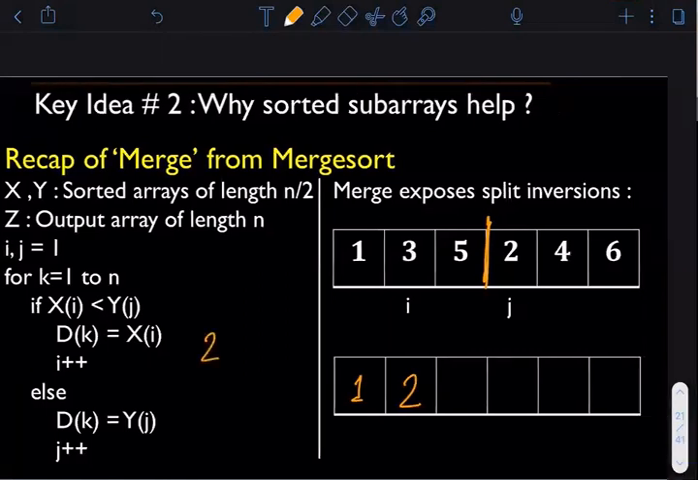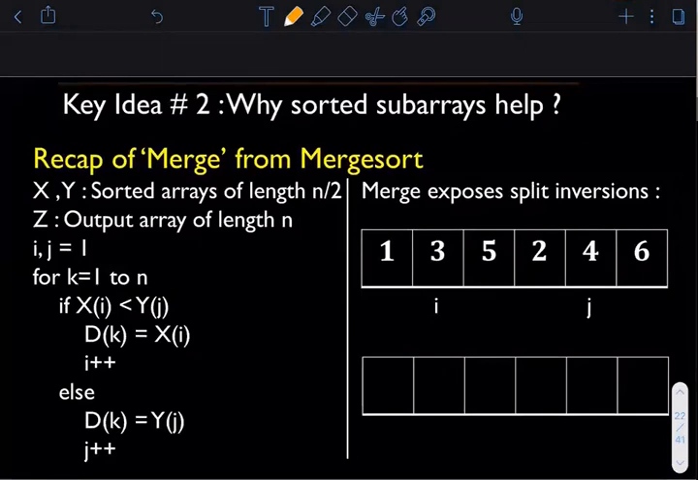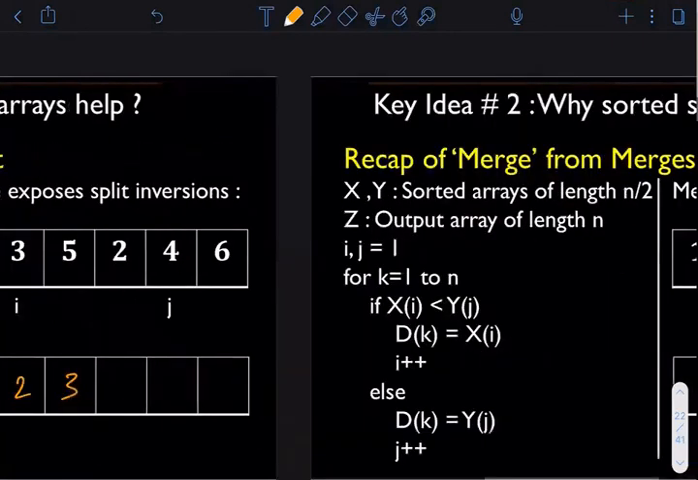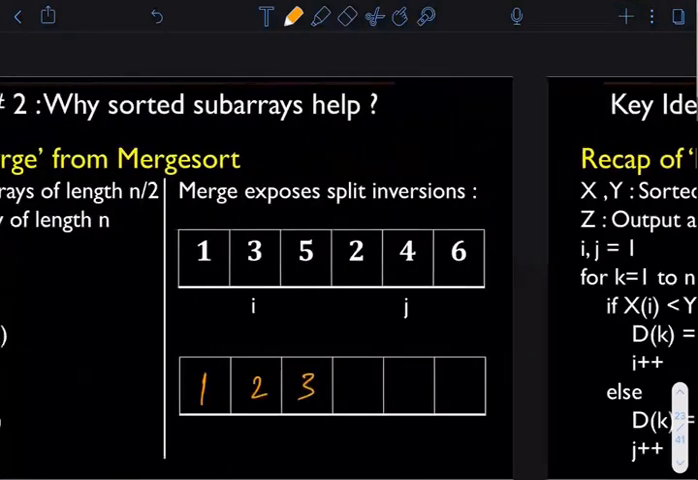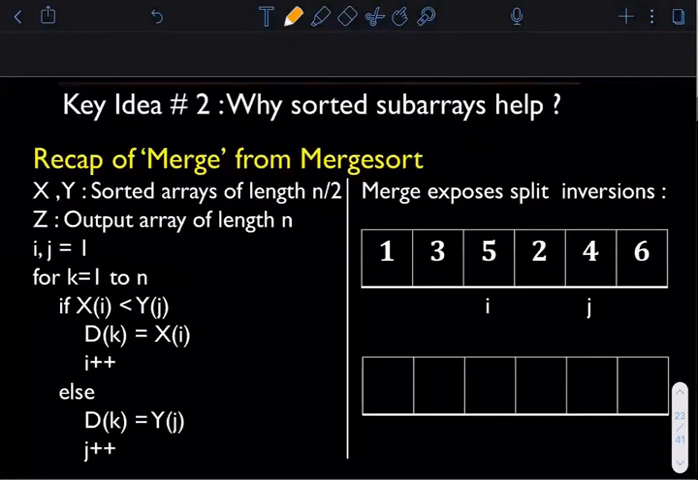Let's continue. Now j has advanced, but again i is the smaller element, so I just dump 3 here and I don't do anything. I don't need to increase the count because I have not placed anything from the right subarray. So we went on. What should I do now? I advance i, but now j is pointing at 4 and i is pointing at 5. So clearly I need to now place 4 into the final array, and now I again increase the count.